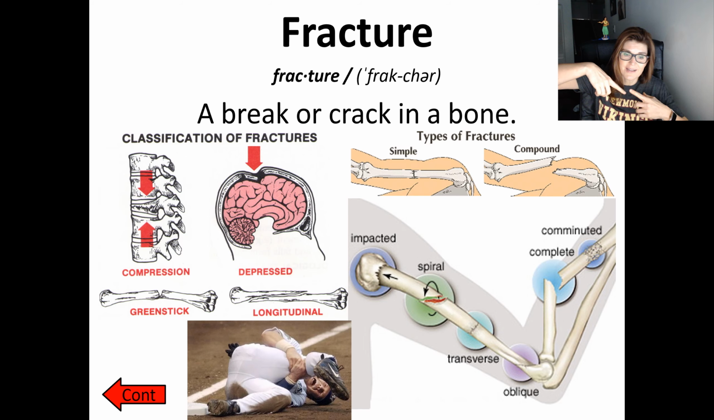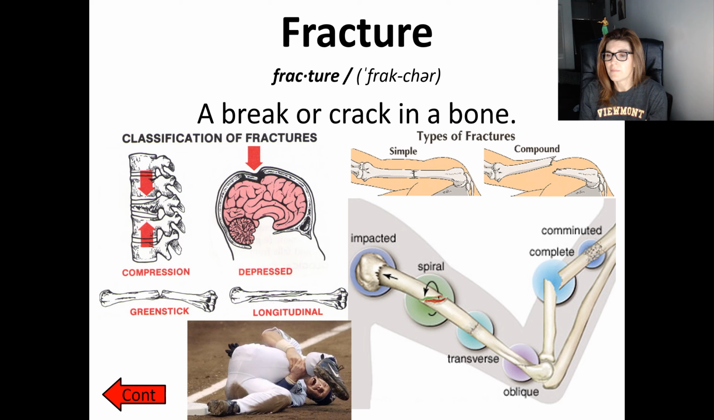Longitudinal can come from twisting action sometimes, so it can be a spiral fracture too. So landing badly there, but it goes along the length of the shaft of the bone. And then you've got simple, which means it didn't break through the skin. Compound, like Kevin Ware's, was the one that went through the skin. Impacted is where it's bone hitting against bone. Spiral, transverse, oblique. So it's showing you all that on the humerus there in the bottom right.